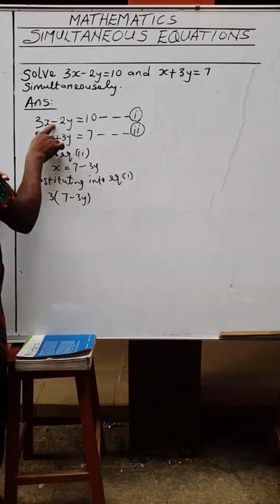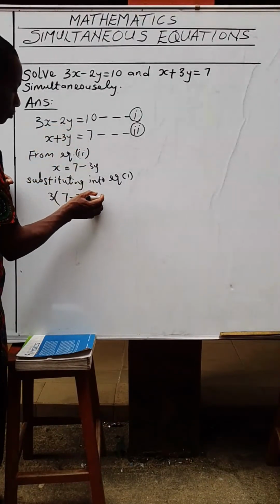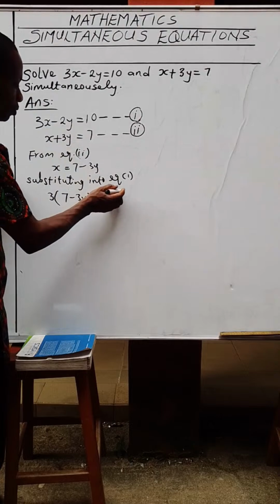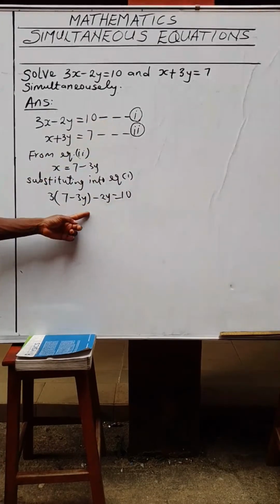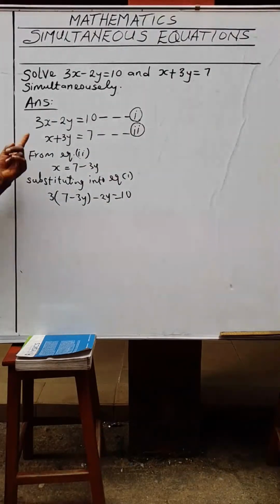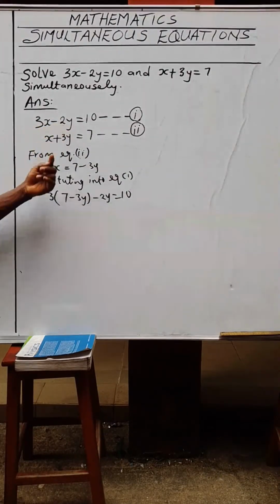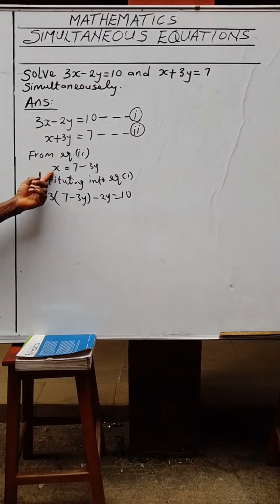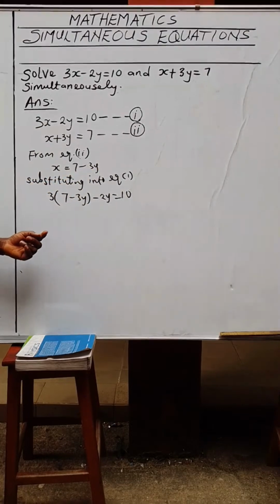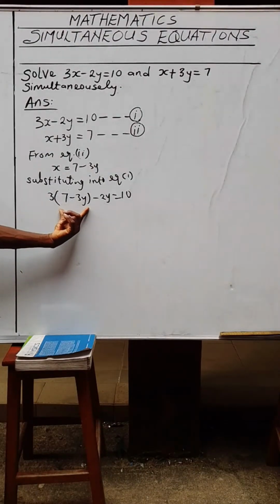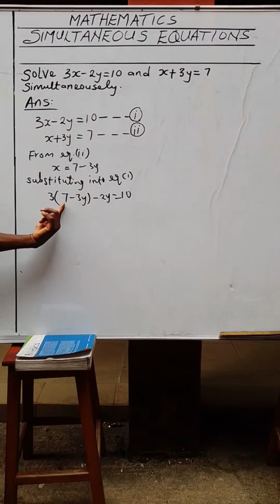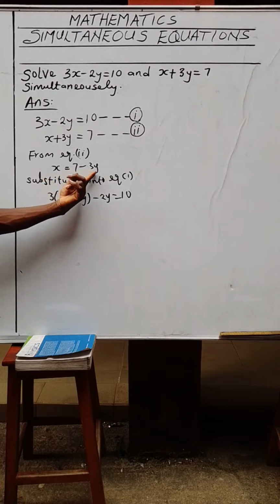Then minus 2y, and this is equals to 10. Okay, this is equation 1. We have substituted for x. We are supposed to have 3x minus 2y, but instead of writing x, we now have 7 minus 3y, right? So this is 3x, where x has been replaced with 7 minus 3y.